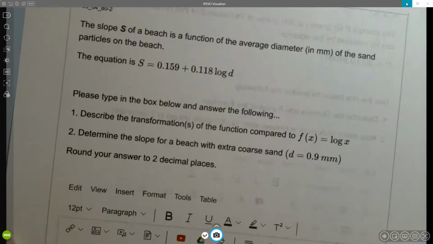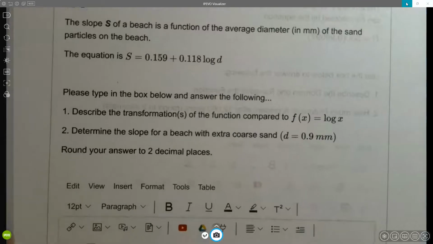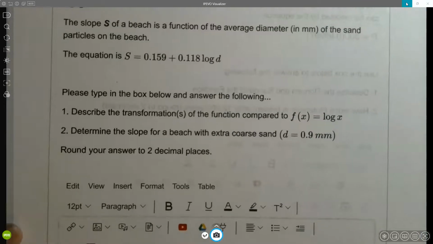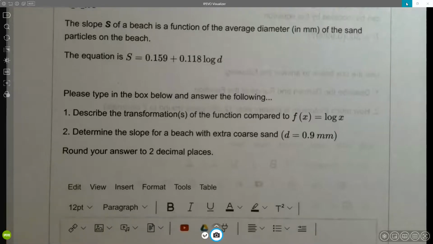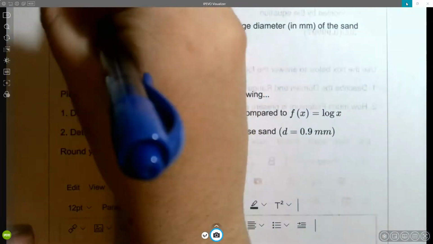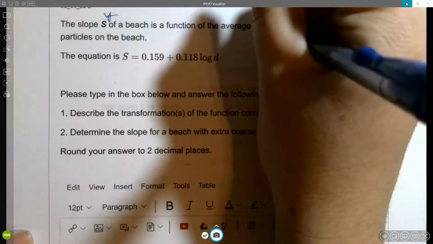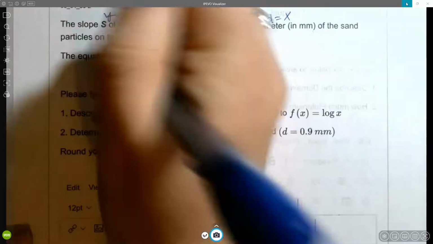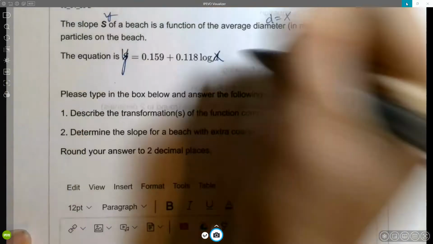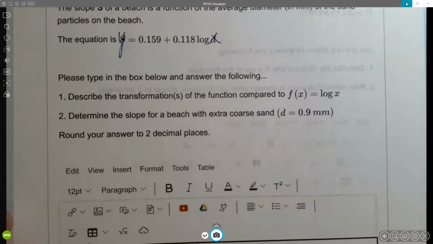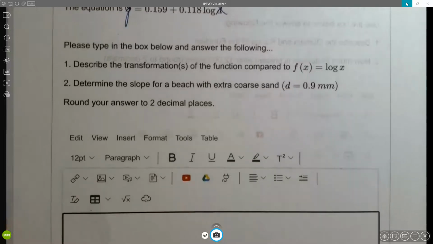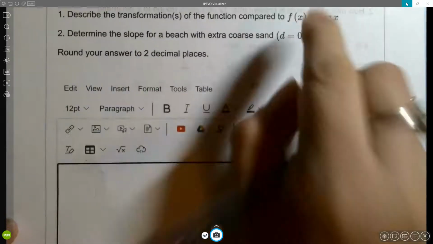This one tells me the slope S of a beach is a function of the average diameter in millimeters of the sand particles on the beach. And it gives me this equation, S equals 0.159 plus 0.118 log D. So S is Y, D is X. So I'm going to replace these with Y and X. Then it wants me to answer the questions. Describe the transformations of the function compared to f of x equals log. So I'm comparing these two.